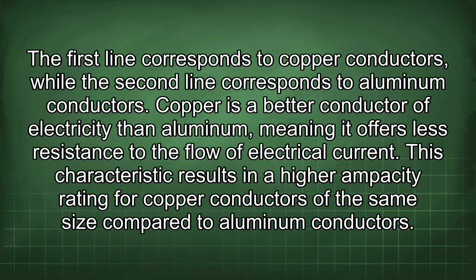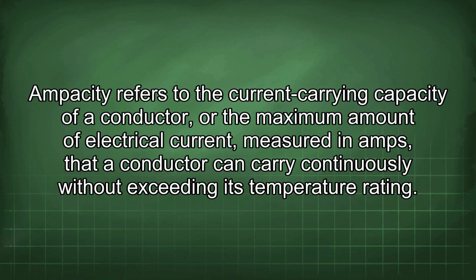Copper is a better conductor of electricity than aluminum, meaning it offers less resistance to the flow of electrical current. This characteristic results in a higher ampacity rating for copper conductors of the same size compared to aluminum conductors. Ampacity refers to the current carrying capacity of a conductor, or the maximum amount of electrical current, measured in amps, that a conductor can carry continuously without exceeding its temperature rating.